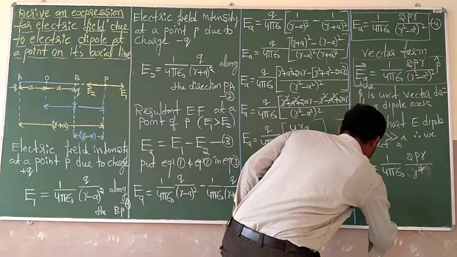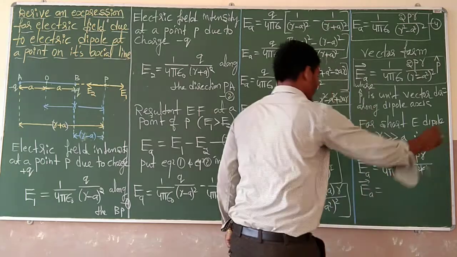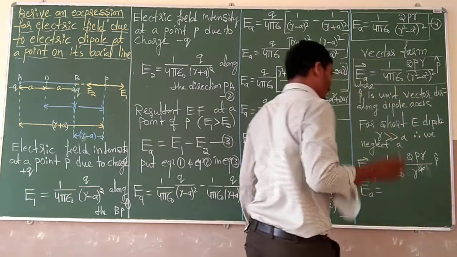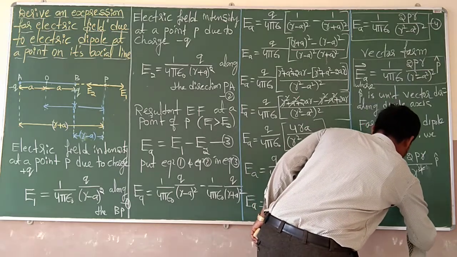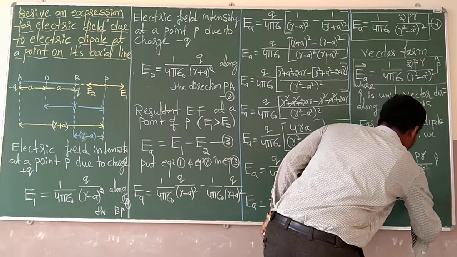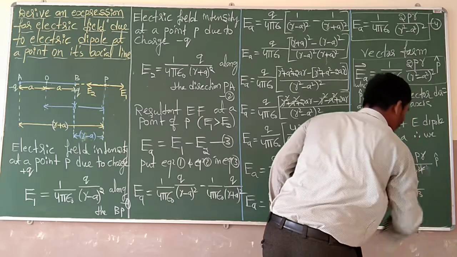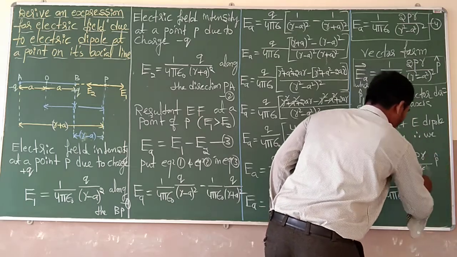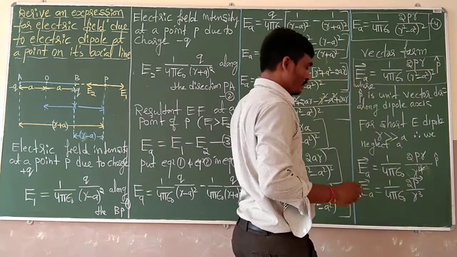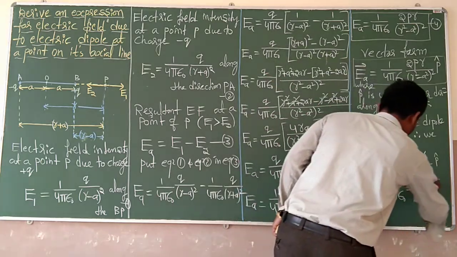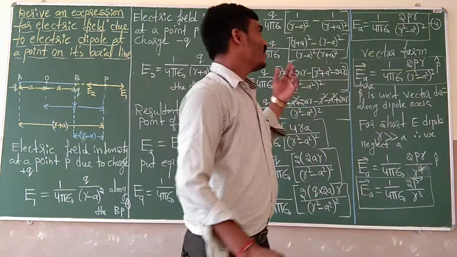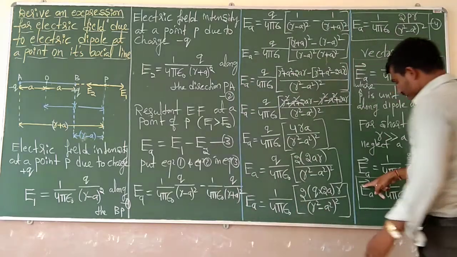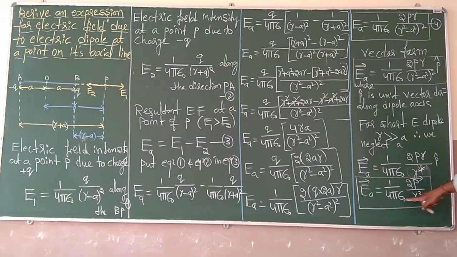Finally, that is E_A vector. We have the vector p cap, right? E_A vector is equal to 1 divided by 4 pi epsilon naught, 2p divided by r cube. In the place of p cap, we have to write p vector. This is electric field due to electric dipole along the axial line, whereas E_A vector is equal to 1 by 4 pi epsilon naught, 2p vector divided by r cube.